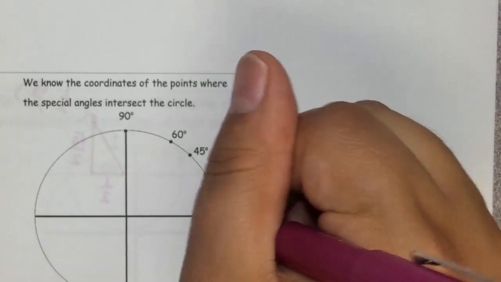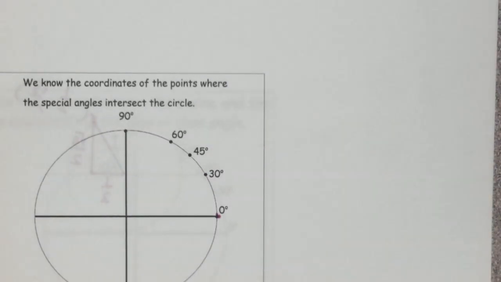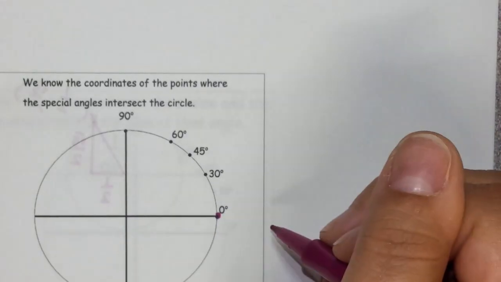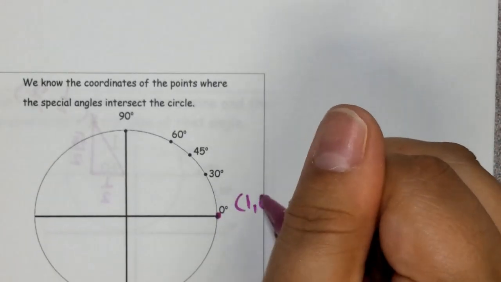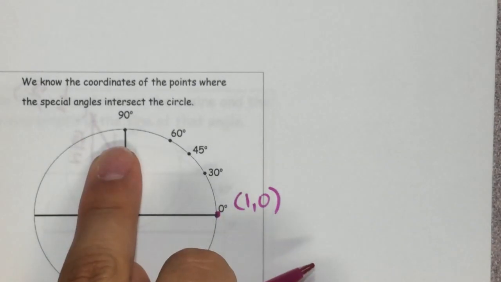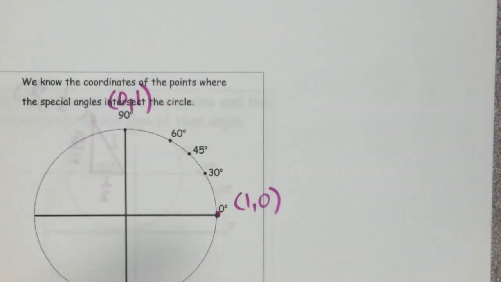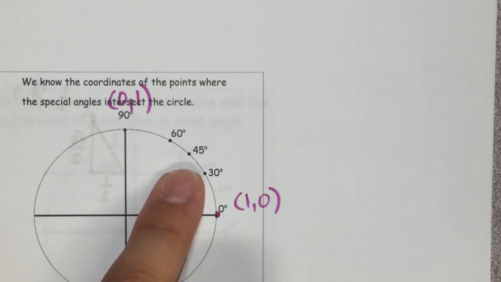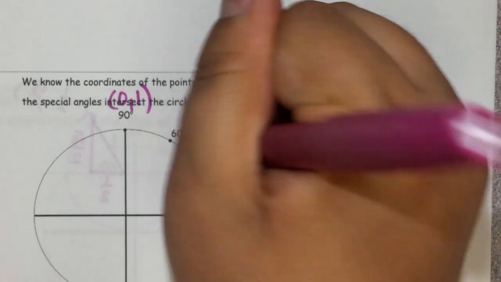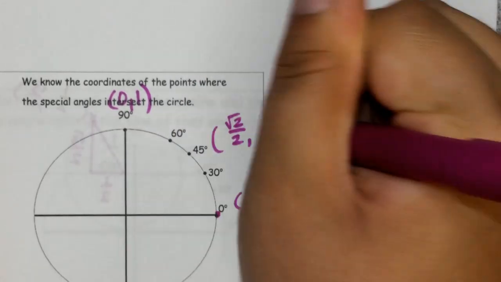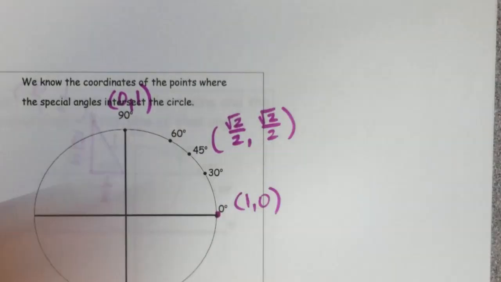What was the point at 0 degrees? What point is this right here? 1, 0. What's the point at 90 degrees? Those are pretty easy to know. Which other one was pretty easy to remember? Do y'all remember what the 45 one was? Why is this one kind of easy to remember? Because it's just the same thing.